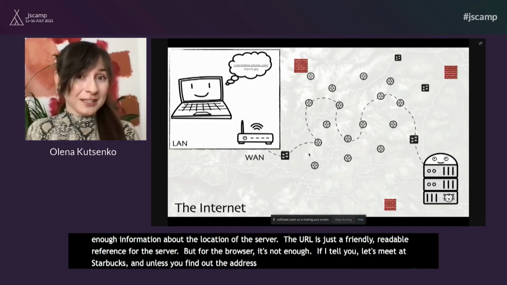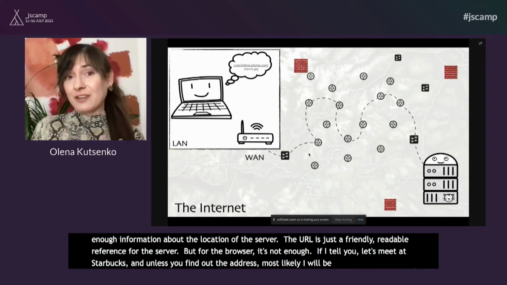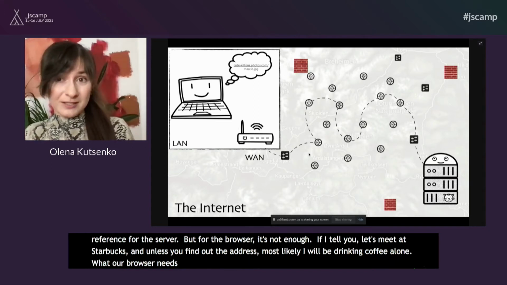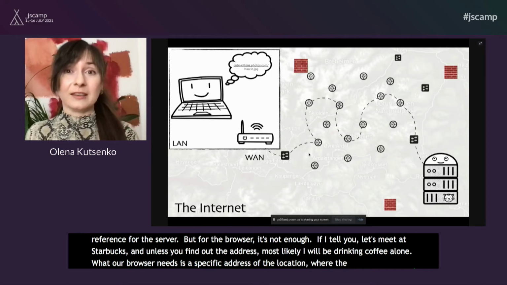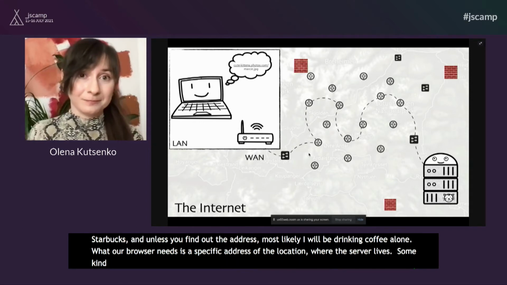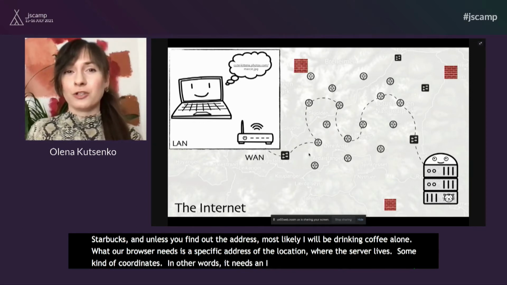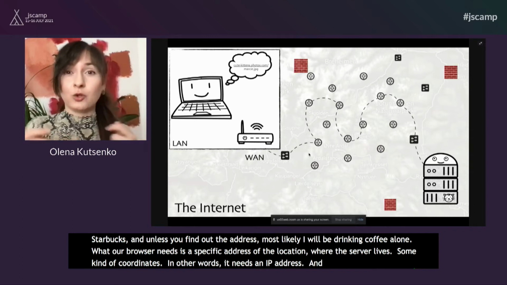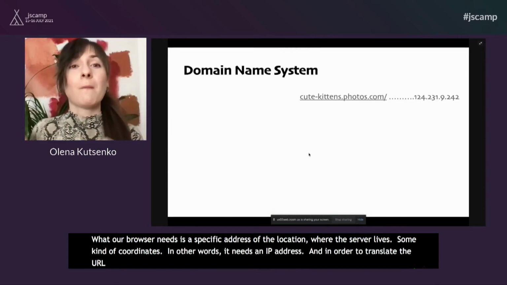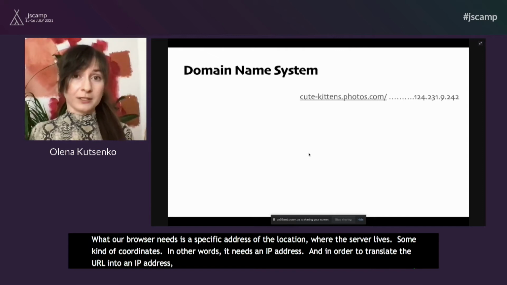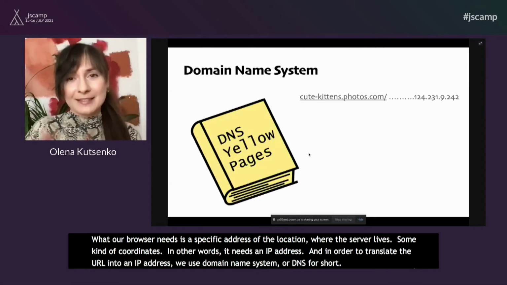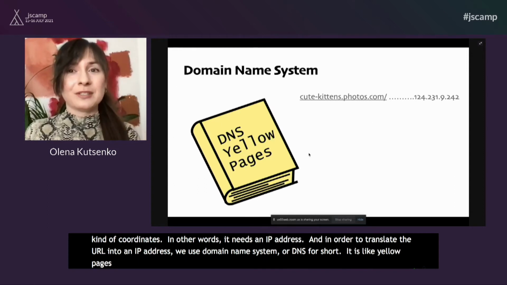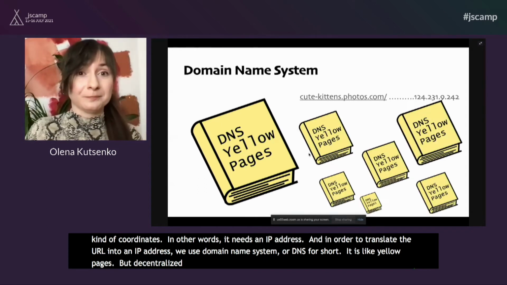What our browser needs is a specific address of the location where the server lives, some kind of coordinates. In other words, it needs an IP address. And in order to translate the URL into an IP address, we use the domain name system, or DNS for short. It is like Yellow Pages, but decentralized and with extra features on top of it.